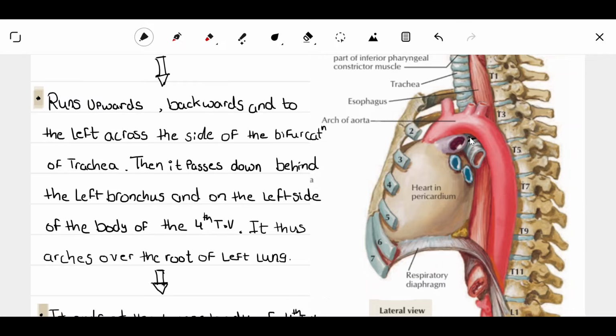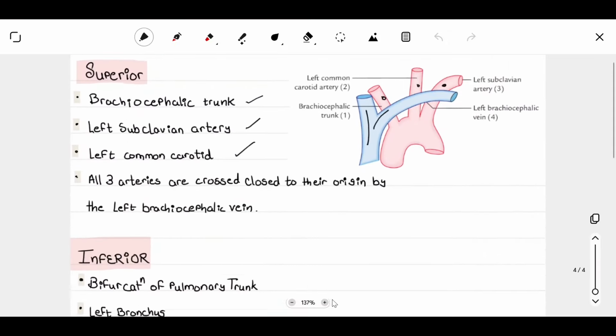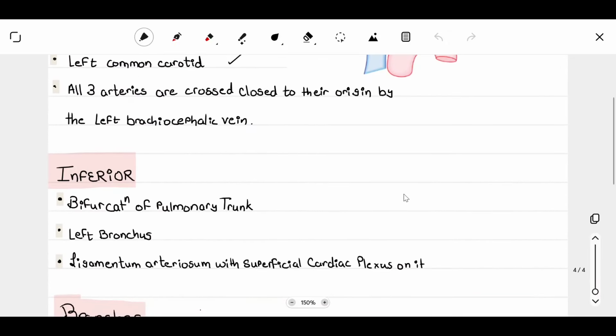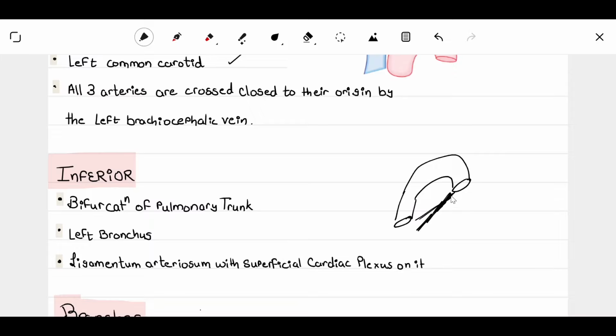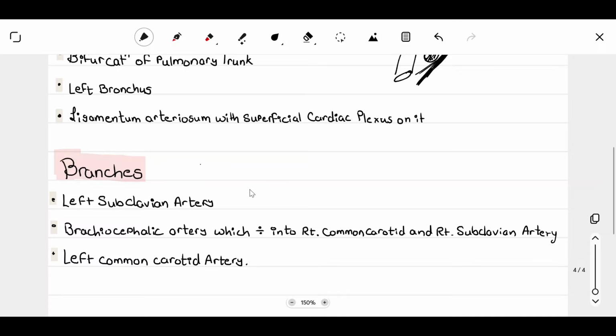And lastly, the cardiac plexus. What is cardiac plexus? Showing you here for your orientation. This is our arch of aorta. Here I have ligamentum arteriosum beneath it, and this is our cardiac plexus. It is a nerve plexus which is also beneath the arch of aorta. So done with the superior and inferior relations as well, covering the branches.